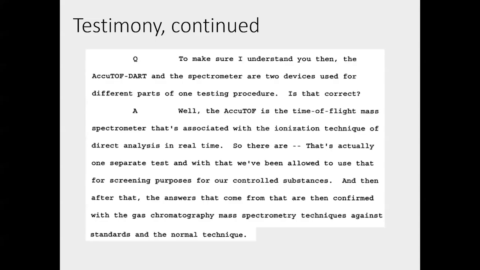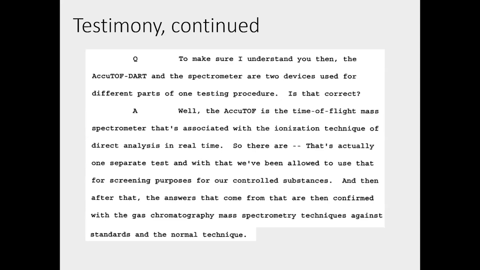And I included this one because the attorney at this point got a little confused, because he was thinking that the TOF DART and the spectrometer were two separate devices, rather than realizing the TOF part of that acronym is one instrument. So that was a good opportunity for the chemist to take a step back and realize that he's a little confused, so let me clarify.